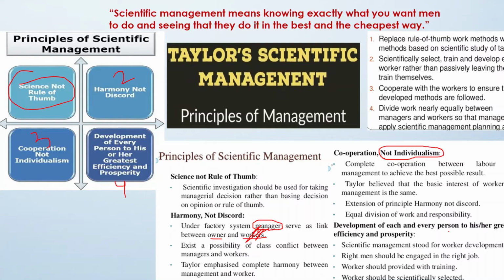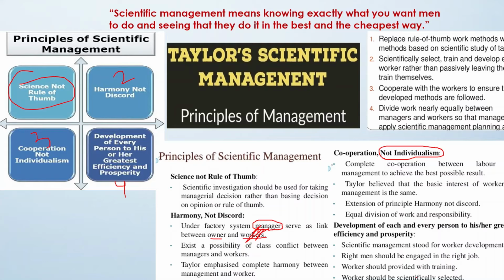Like Fayol's principle of division of work, when we specialize one person in one particular area, then that person becomes more and more productive. So that is what is written here in the fourth principle. The same thing is written: development of each and every person to his greatest efficiency and prosperity. Workers should be provided with training, but training in which area? In the area where he is good at, she is good at.